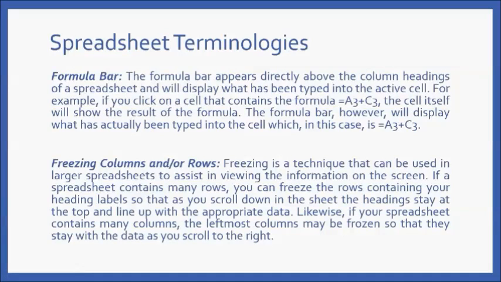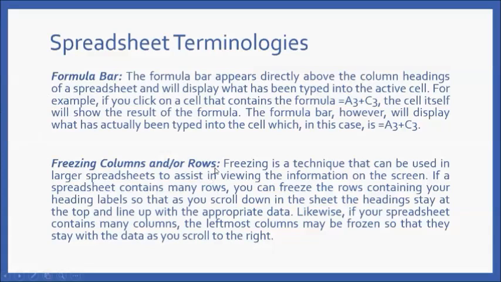Formula bar appears directly above the column headings of a spreadsheet and will display what has been typed into the active cell. For example, if you click on a cell that contains the formula A3 plus C3, the cell itself will show the result of the formula. The formula bar, however, will display what has actually been typed into the cell, which in this case is equal to A3 plus C3.